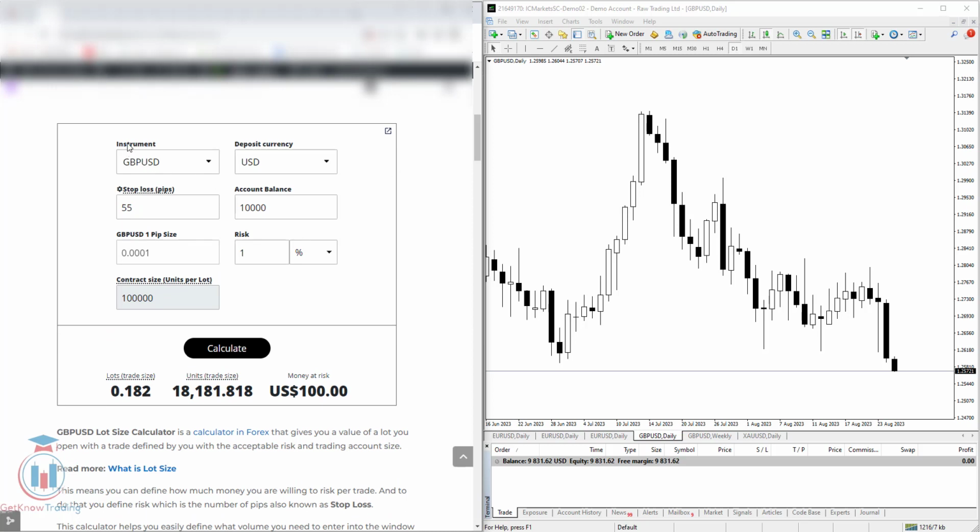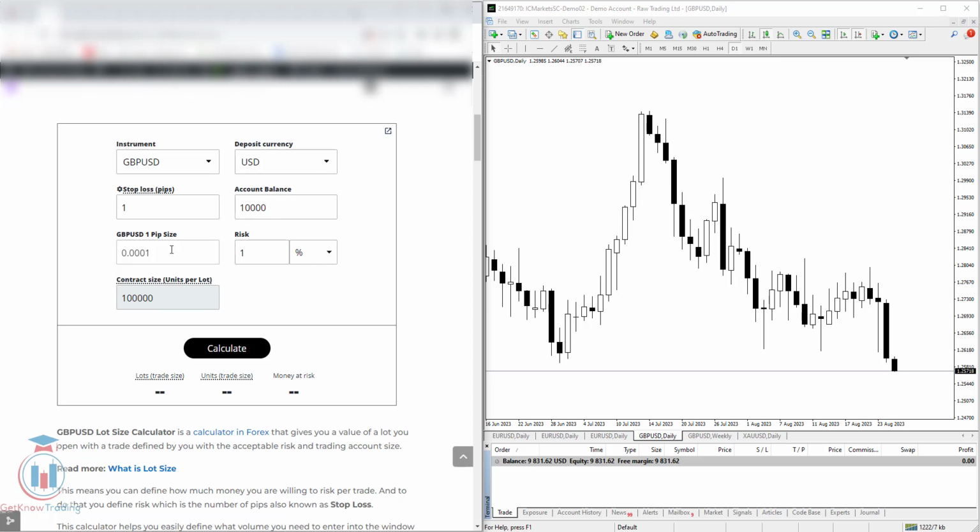First field is the instrument, and it is GBPUSD, but you can change that to any other if you would like. Then you have deposit currency, and that is the currency that you have on the trading platform. Here on the right side I have an open trading platform with a demo account where the USD is the deposit currency. Then here it is a stop loss in the number of pips, where you can enter any number of pips that you would like to calculate the lot size. Then you have here the account balance. You need to put here what is the current balance of your trading account, or if you would like to calculate some specific account balance, you can put also any number here. I have put 10,000 as a start.